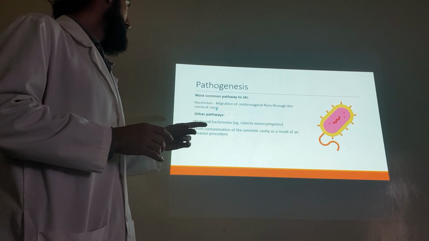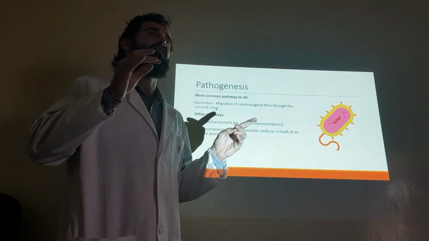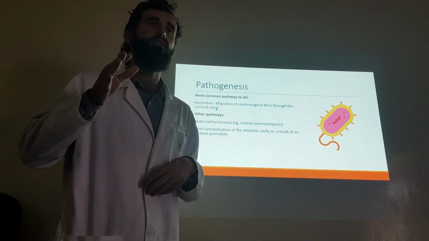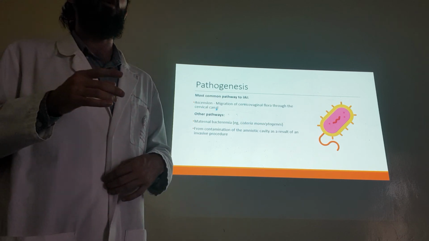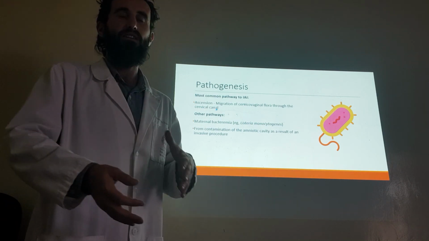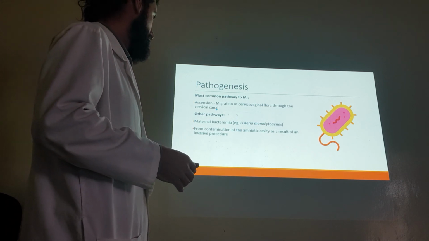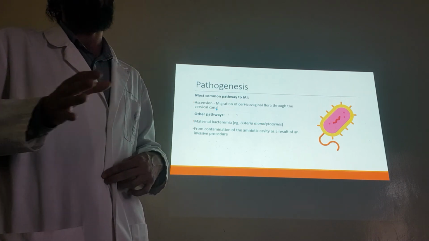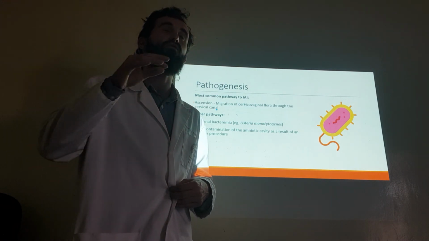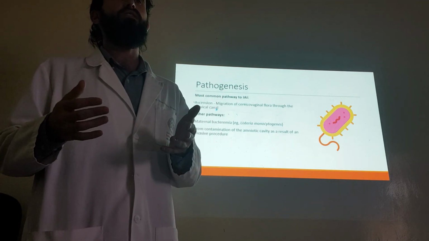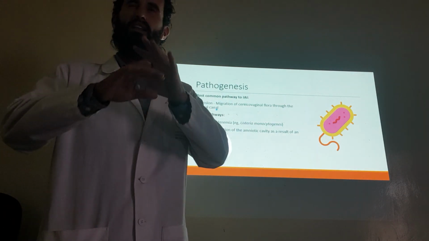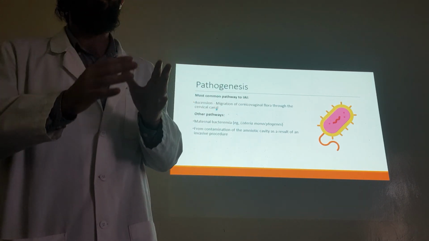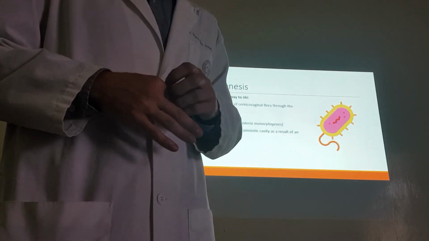That is maternal bacteremia, usually Listeria monocytogenes, infection through the bacteremia of the mother, and also Staphylococcus aureus, for example when we have a dermatological skin infection. Also contamination of the amniotic cavity as a result of an invasive procedure. Of course, if we do amniocentesis, we will have more risk of chorioamnionitis. But we have to remember always that the most common pathway is ascension of the flora from the vagina and the cervix.